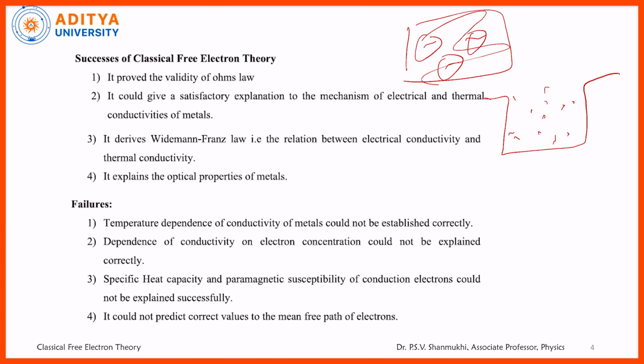In a vessel, by the kinetic theory of gases, we know these gas molecules move randomly in different directions. They collide with other gas molecules as well as with the walls of the container. In this case also, electrons are moving randomly and colliding with the positive ion cores. But here the assumption is that the collisions among the individual electrons are neglected.